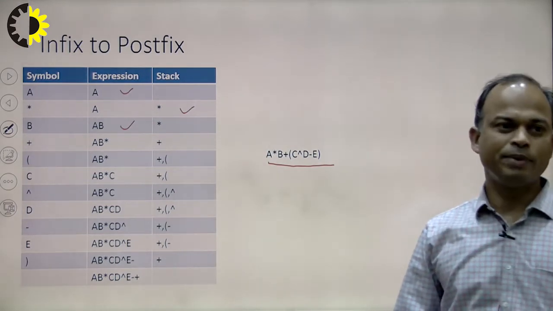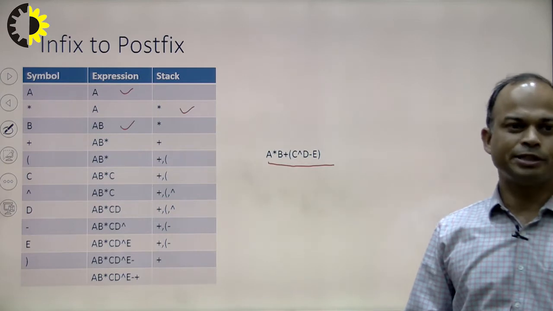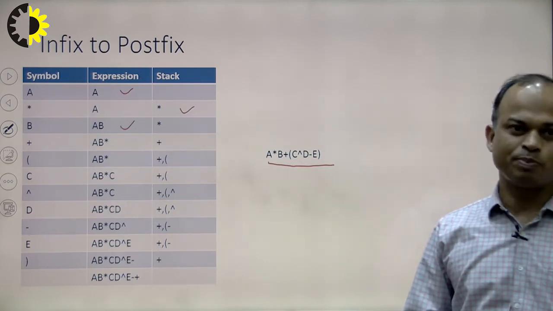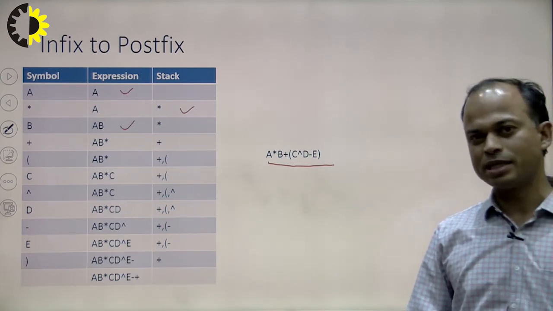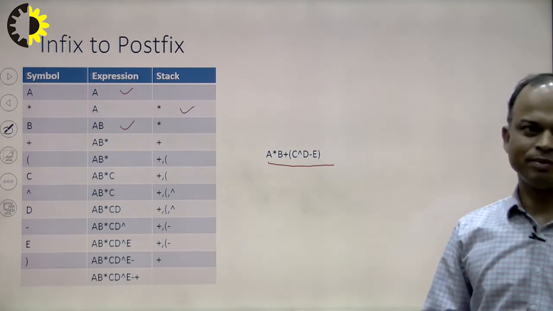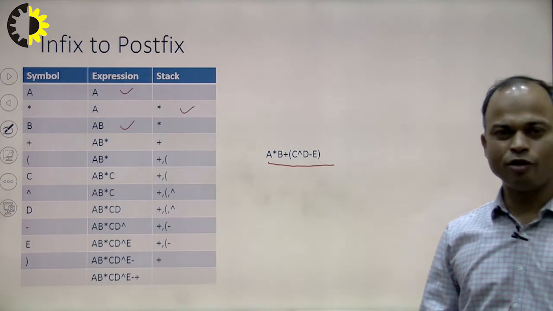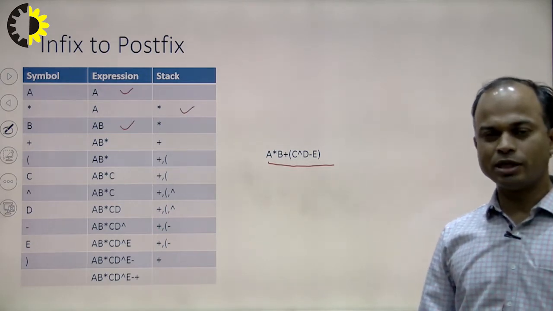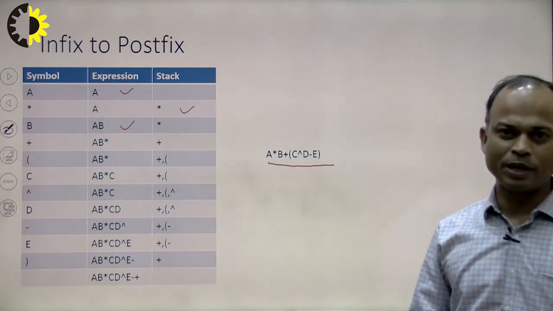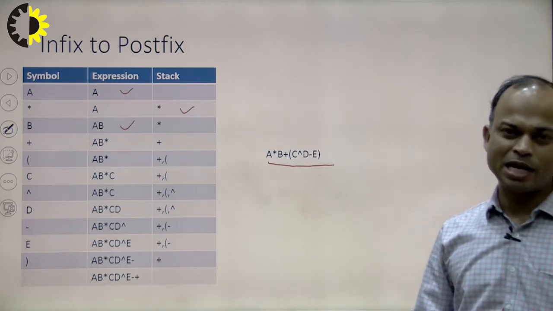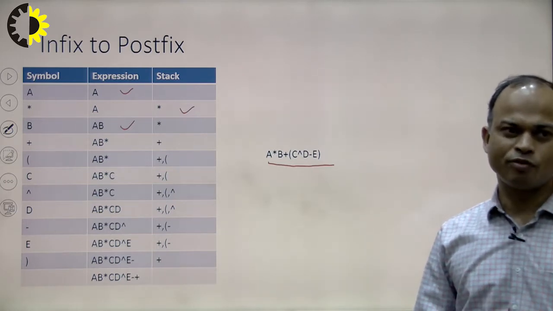After B, we have the next character. The next character is plus, and this plus is an operator, so we have to push this plus onto the stack. But if we observe here, the stack already has a higher priority operator, therefore higher priority operators are popped from the stack.